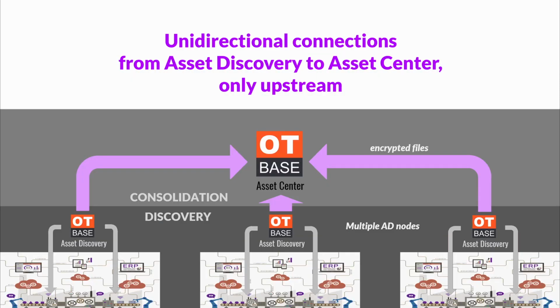And here's the important part. OT-based Asset Center will never try to connect to those discovery nodes. Communication only occurs the other way around, as discovery nodes will automatically push their discovery results to Asset Center. It's easy to see the rationale for this. In typical OT environments, you would not and should not be able to connect into your process networks from the enterprise network, because the vast majority of OT devices is insecure by design.